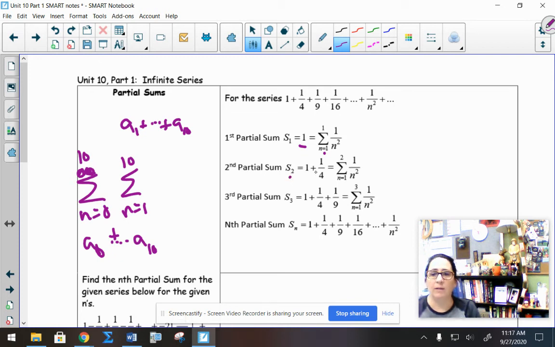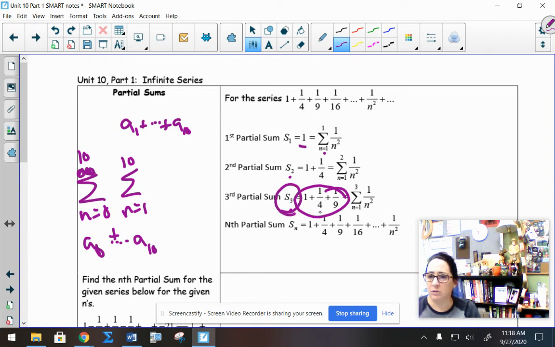Now notice this will be exactly the same as what is going on inside the summation. And that's going to be really important to see that connection. The nth term is what is inside that summation. Okay?